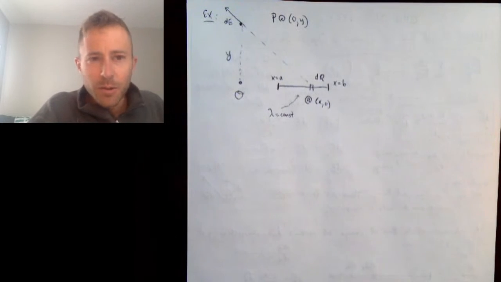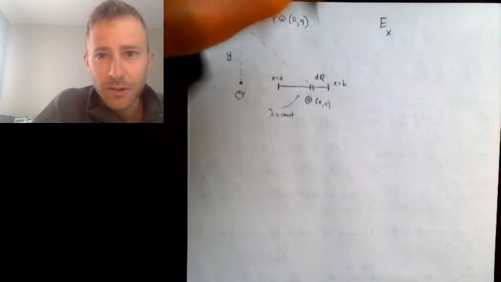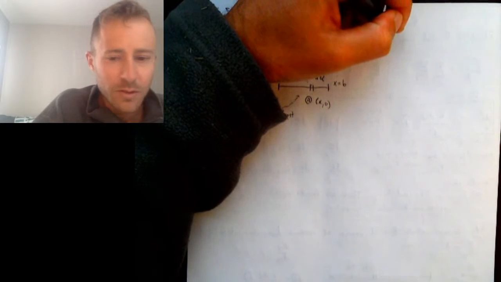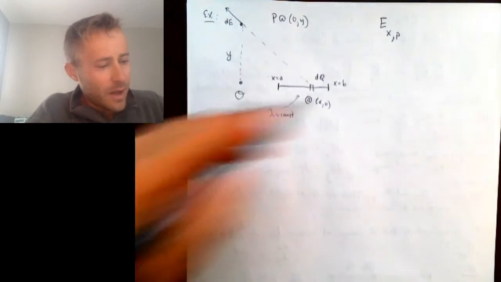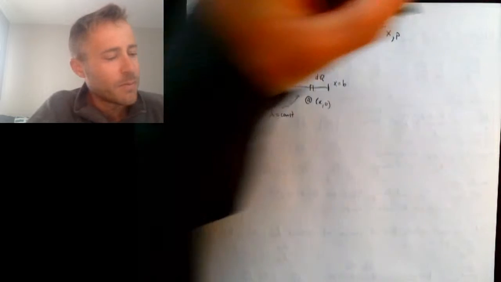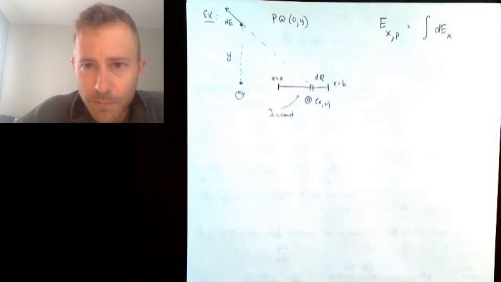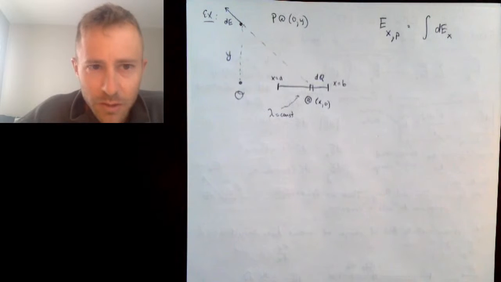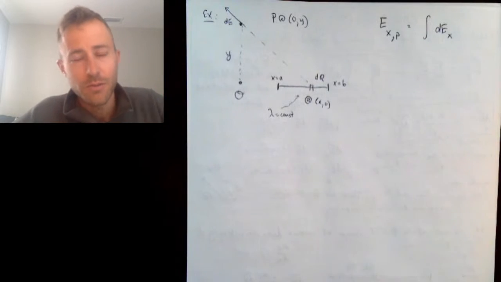Now, I didn't even say what we want to calculate here. We want to calculate the x component of the electric field at P. So how are we going to calculate that? Well, we're going to integrate dE, but we're only going to integrate the x components, because I want the x component. The x component of the total electric field at point P is the sum of the x components of all of those electric fields.